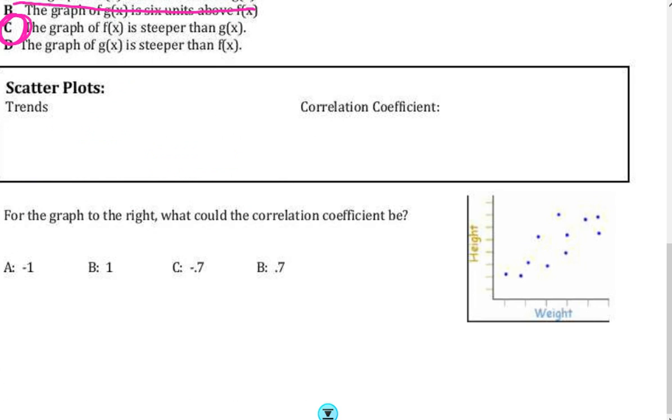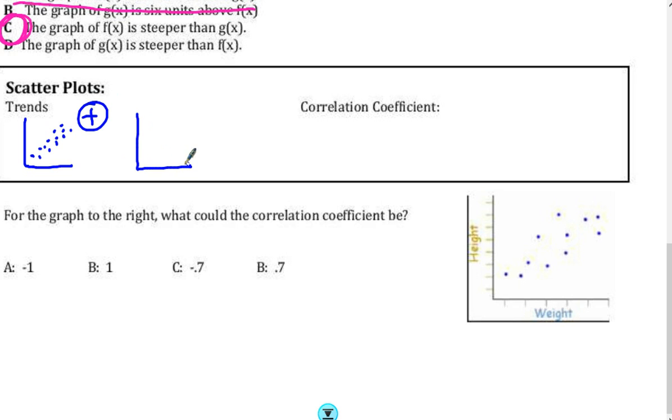All right, correlation, scatter plots. So we do need to talk about a couple things here with our scatter plots. We have 3 types of trends, if you remember. One of them is going to be if we have a positive trend. It's going to look something like this. If all of our points are moving generally in the positive direction, this is positive.